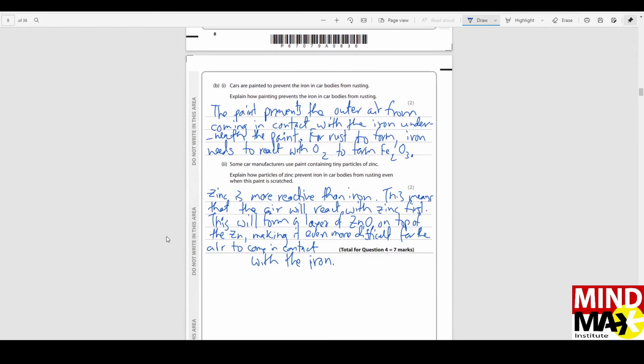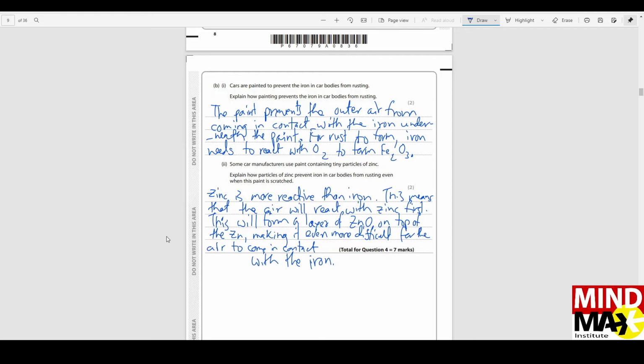Explain how painting prevents the iron in car bodies from rusting. So painting is one of the ways of preventing rusting. The paint prevents the outer air from coming in contact with the iron underneath. As a result, iron(III) oxide cannot be formed and no rust is formed. Then zinc also prevents rusting. So even if the paint is scratched, zinc still protects the iron from getting any rust.